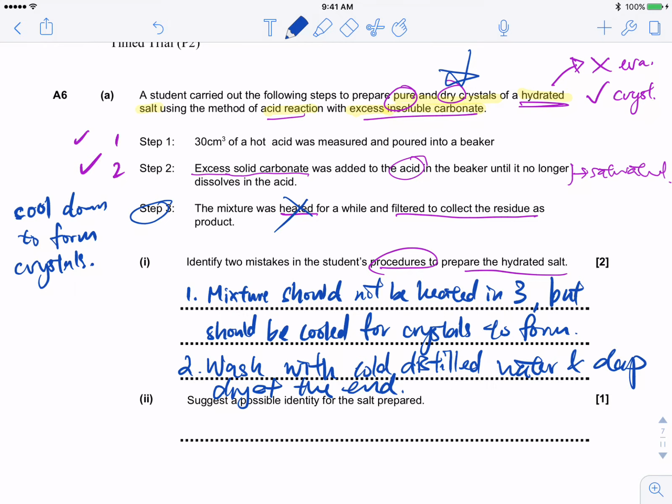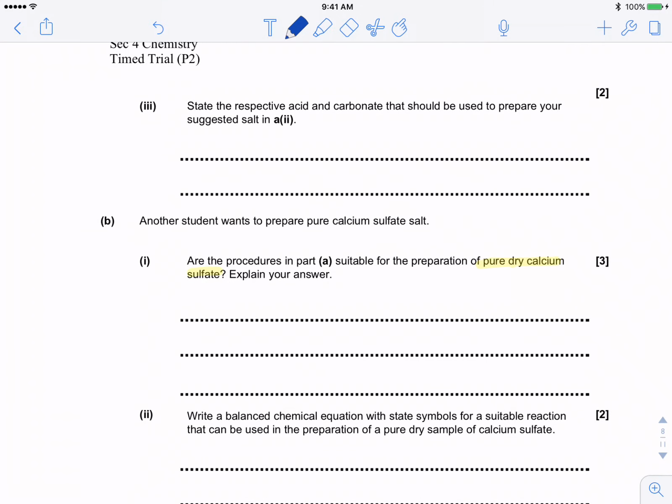Suggest a possible identity for the salt prepared. Okay, you don't know a lot of hydrated salts, so one of the few that you know should be copper(II) sulfate with water. State the respective acid and carbonate that should be used to prepare your suggested salt in part A. Okay, if it's copper(II) sulfate, what is the carbonate we must use? It must be copper carbonate, plus the acid must contain the anion, so H2SO4. Anything else? Let me see.